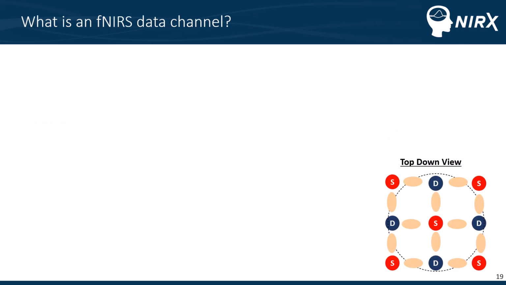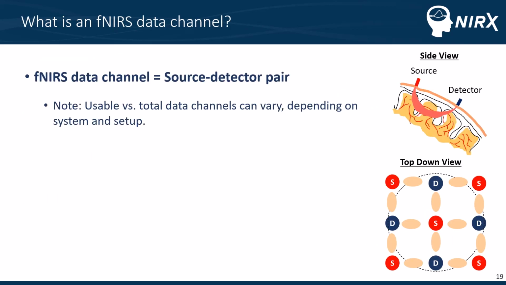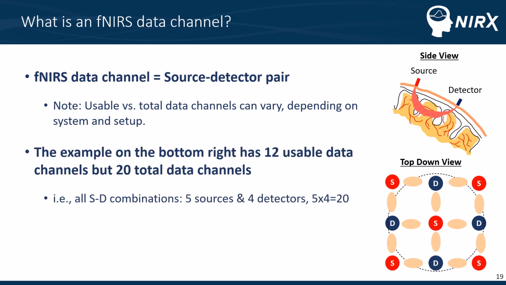What is an fNIRS data channel? Well, an fNIRS data channel is formed by a source and detector pair, and it's going to detect the light that is scattered from your source to your detector, in the tissue in between and underneath your source and your detector. You'll note that the number of usable versus total data channels can vary. It depends on your system and your setup.